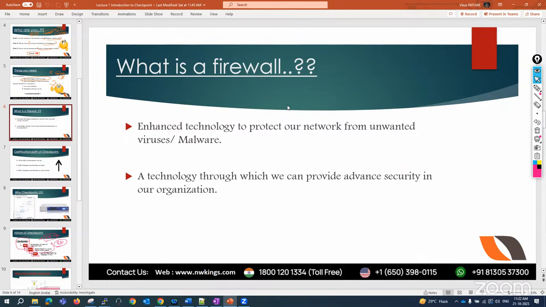How many participants do we have? Approximately 12 participants. What do you understand with the firewall? I'm not talking about the next generation firewall. I'm not talking about any other firewall, simple firewall. What do you understand? Does anyone have any definition, any understanding of the firewall in your mind? Speak it out.